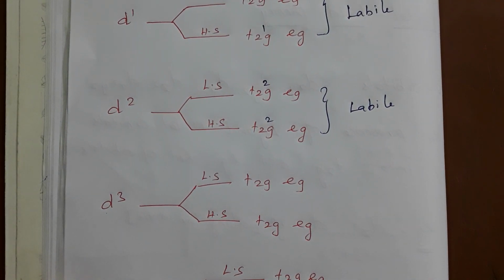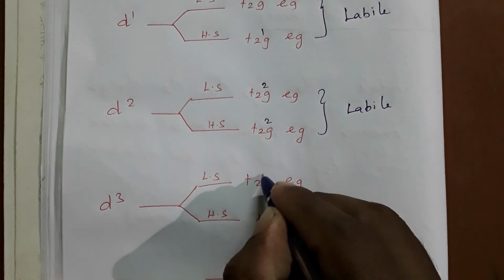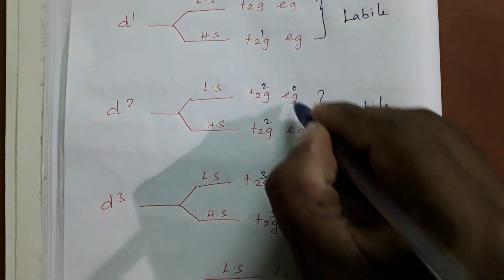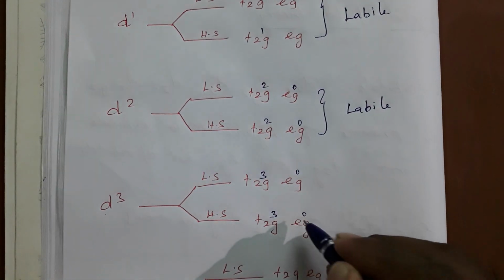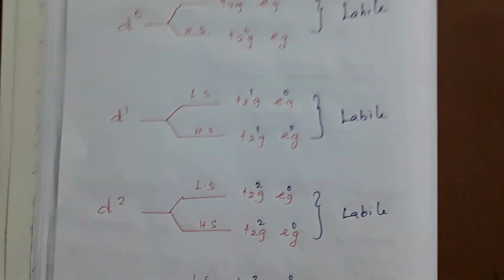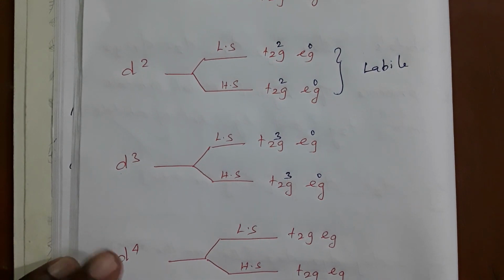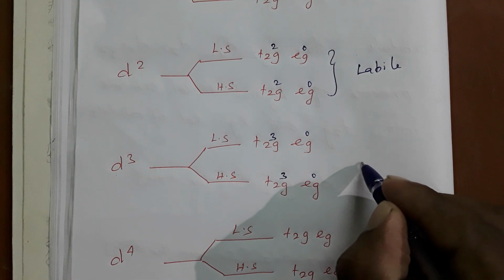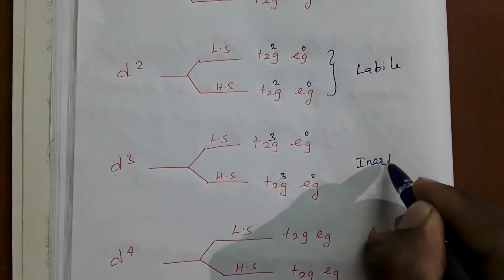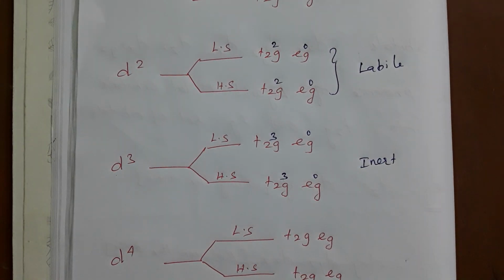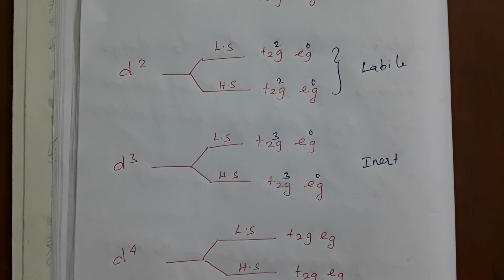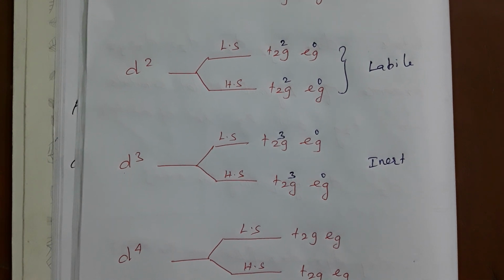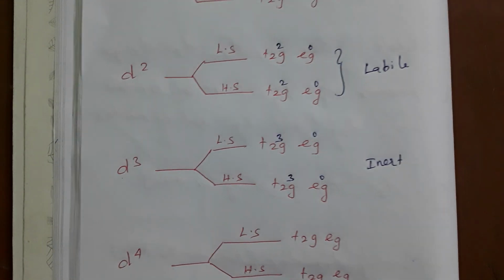For the d3, t2g 3 and eg 0, the Eg has 0 electrons. Here also it is 0 electrons. Here for the d3 configuration, these are inert ones. Why it is inert: see, T2g has a half-filled configuration. Here we cannot take the electrons. So that is why it is an inert complex.